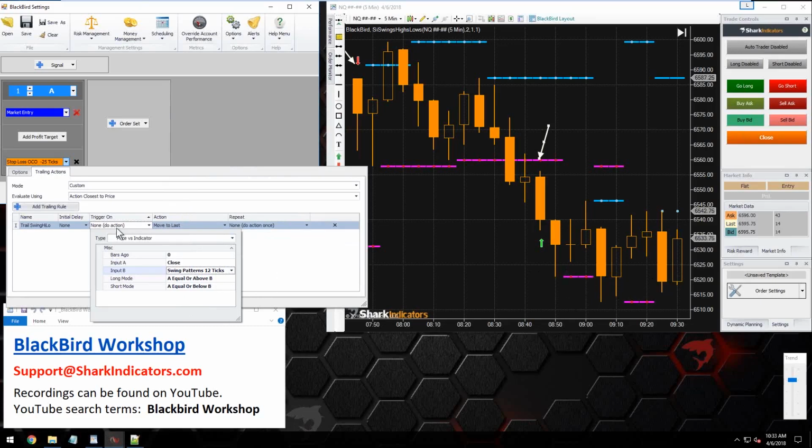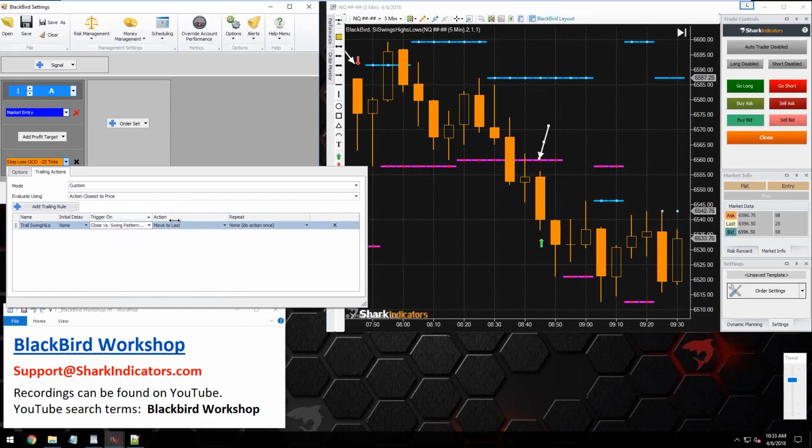But in any case, using this triggering event, basically what we're doing is making sure that the closing price of the bar is far enough on the correct side of the indicator before the stop loss moves to that indicator plot. This is kind of the key to getting the trailing stop loss working correctly here.